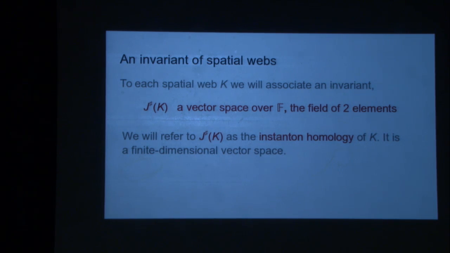So what we're going to do is define an invariant of spatial webs. For every spatial web, we're going to associate to it a vector space over F, which is always the field of 2 elements. I'll call it J sharp of K in my notation. It's the instanton homology of the web K. It's a finite-dimensional vector space over the field of 2 elements.